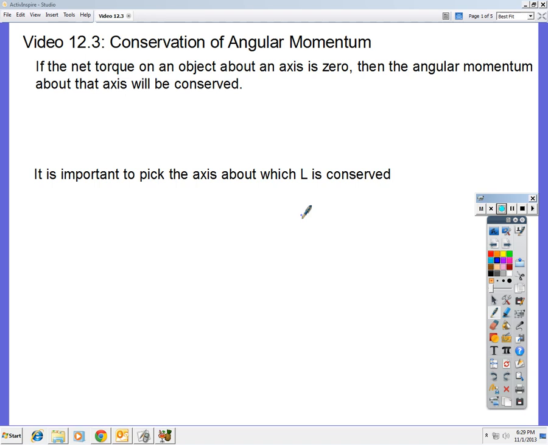Okay, in this video we're going to learn how to recognize when angular momentum is conserved and do some examples of problems where the angular momentum is conserved. Now, we learned the definition of angular momentum in the previous video. It was L equals I omega for solid objects and L equals r cross p for point masses. And we also learned that the net torque on a system equals the time derivative of its angular momentum.